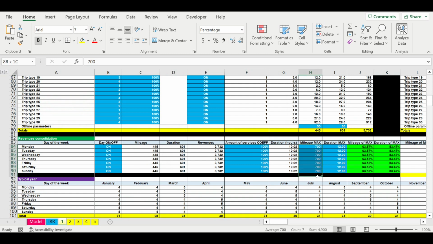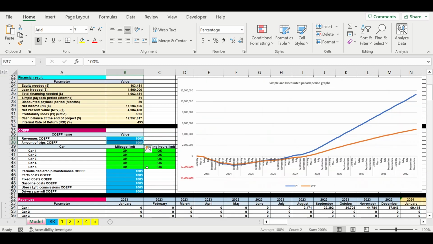We can set up the limits for daily mileage and daily duration of the car online in hours, to make us see whether we are living in the world of realistic numbers or not. So this is very important when we start increasing, for example, the amount of trips, and we need to see some alerts if we are working, let's say, more than 24 hours a day. So this is very helpful in the scenario building process.